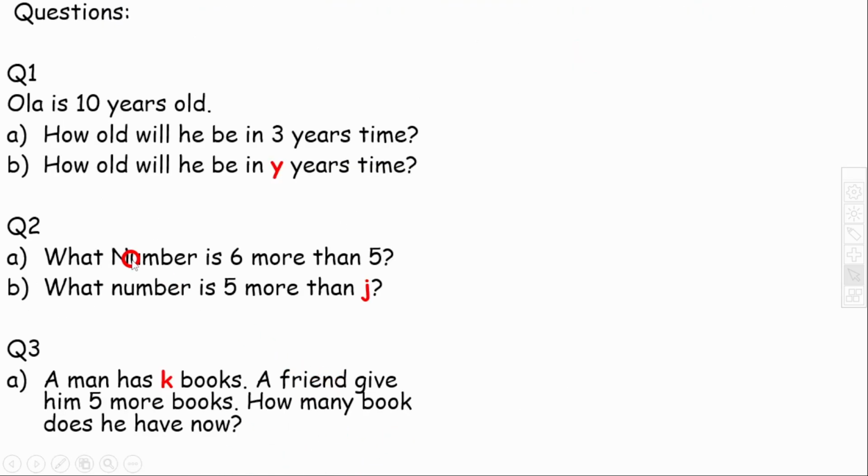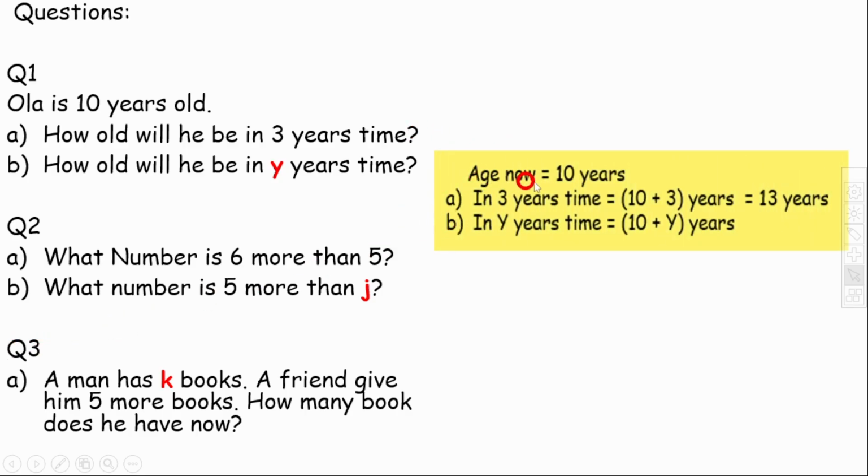So now let's work some more examples. Ola is 10 years old. How old will he be in 3 years time? So to solve this, the age now is what? 10. Is 10 years old. How old will he be in 3 years time? In 3 years time, it will be what? 10 years plus 3 years, which is equal to what? 13 years. So in 3 years time, Ola will be 13 years old.